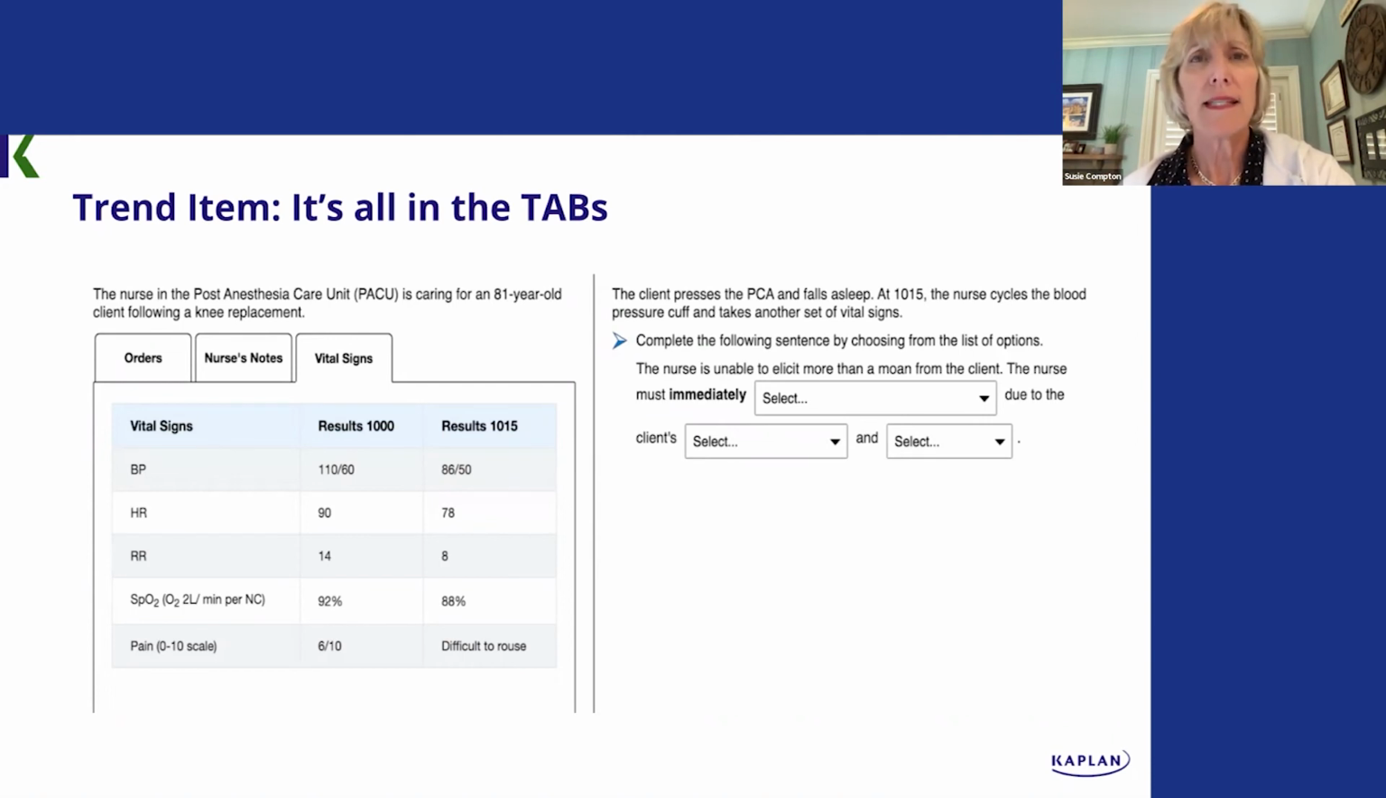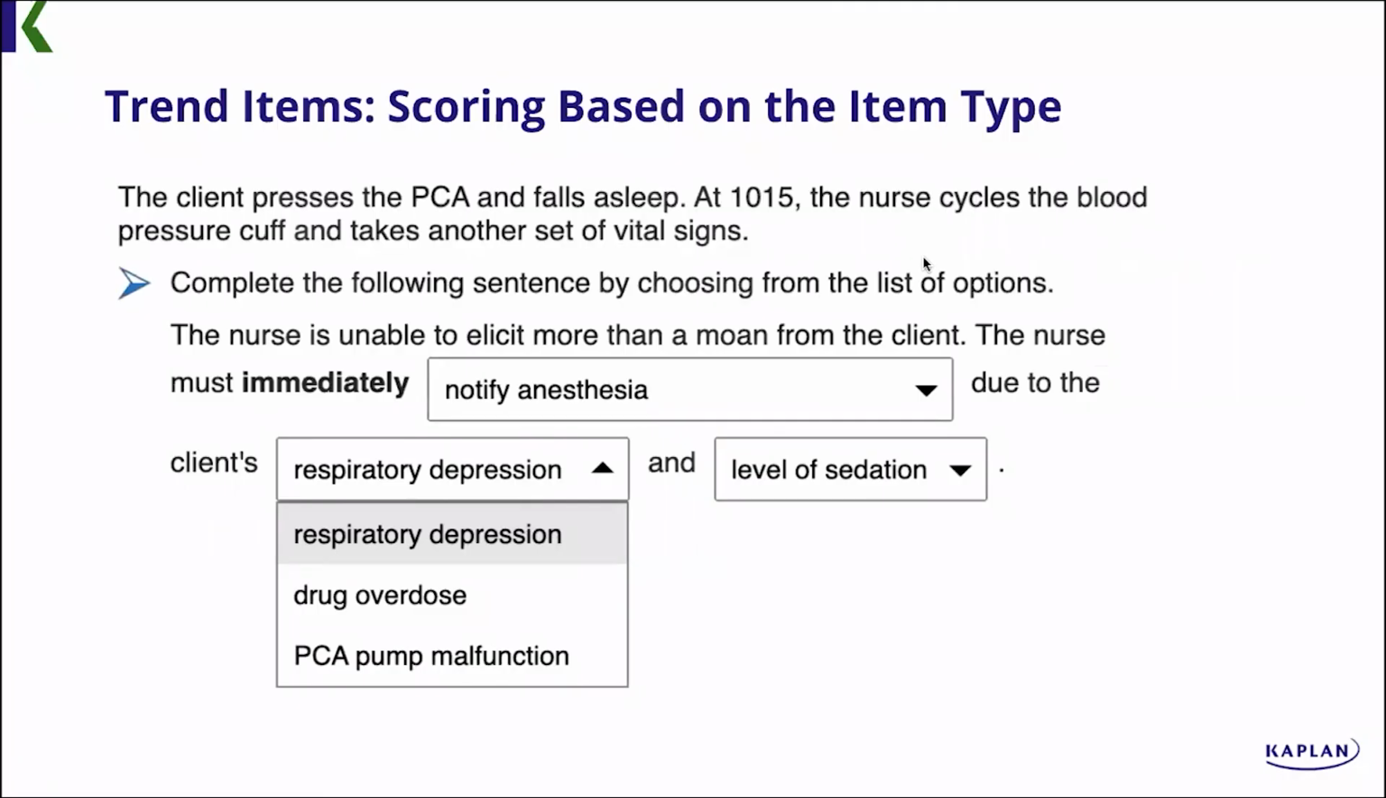A client on a PCA whose blood pressure and respirations are decreasing, and the client is difficult to arouse. There's your trend. What do you think is happening? What should the nurse do? The question is asking for the nurse to take action based on the trend. The question type being used is a closed drop-down rationale. Because the trend item used a closed drop-down rationale, this item will be scored with rationale scoring.